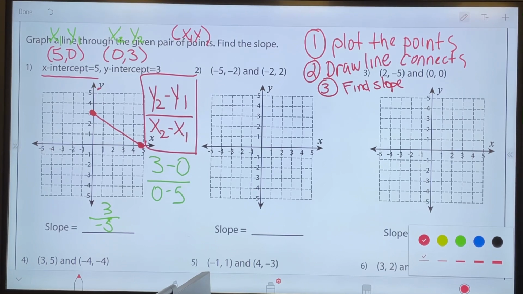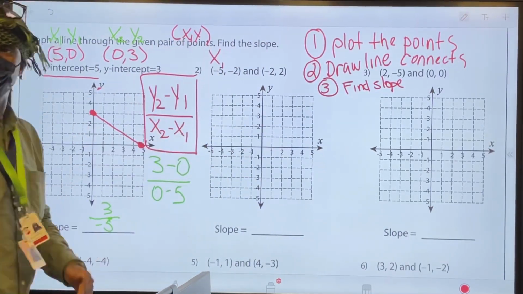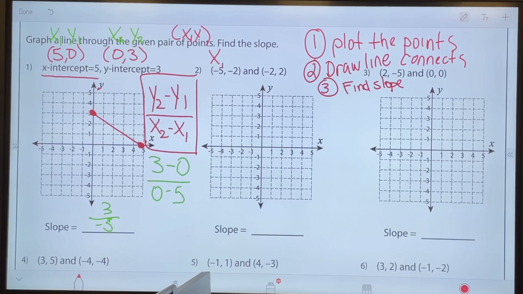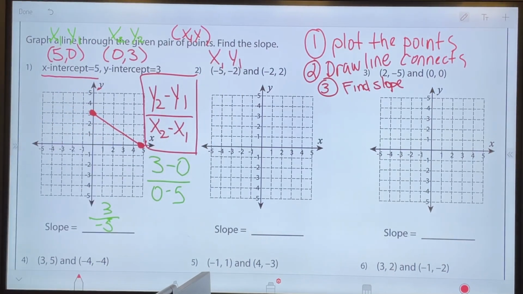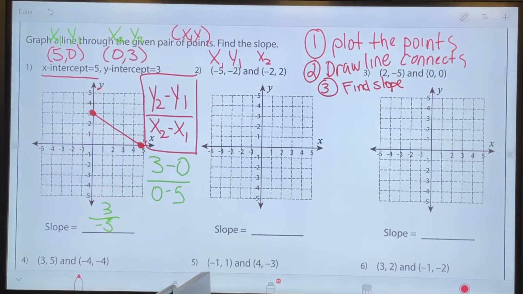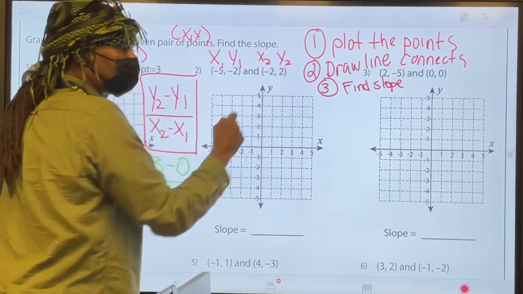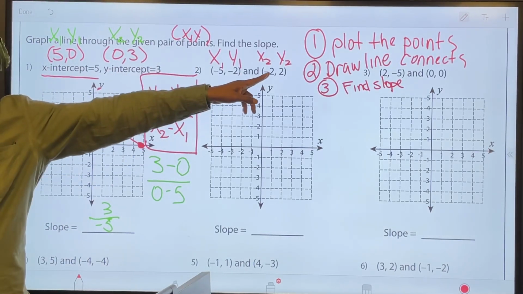Hold on. What's the first X? Negative 5. Think about it. The first X. Negative 5. What's Y1? What's X2? Negative 2. And my Y2? Now, I think you did the hard part, right? Wait, it's negative 2. You labeled it, she labeled it, right?